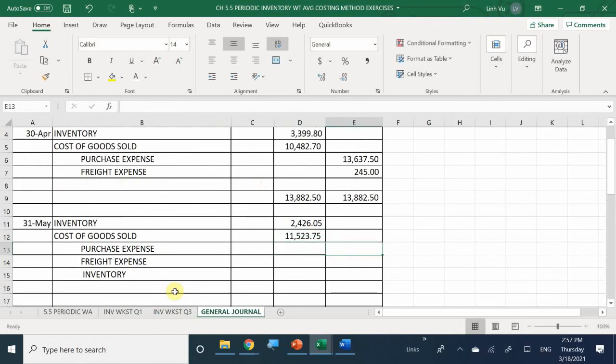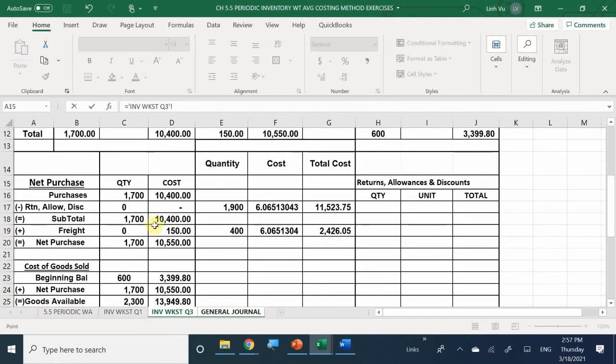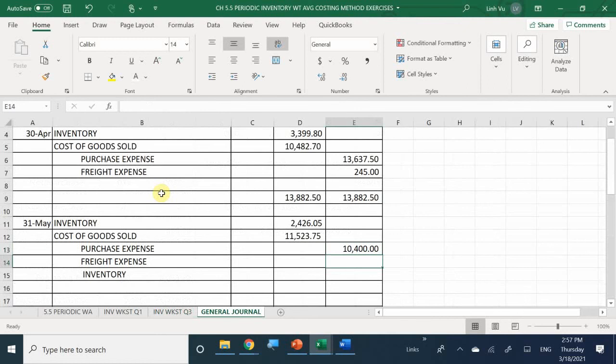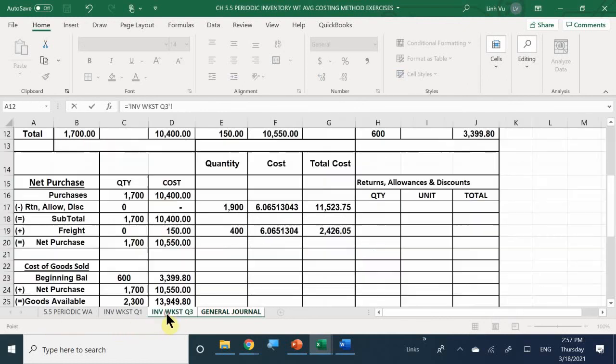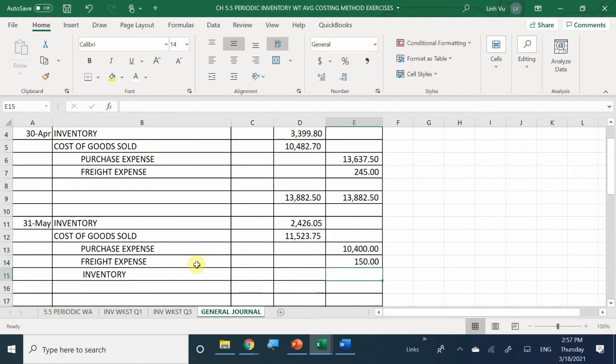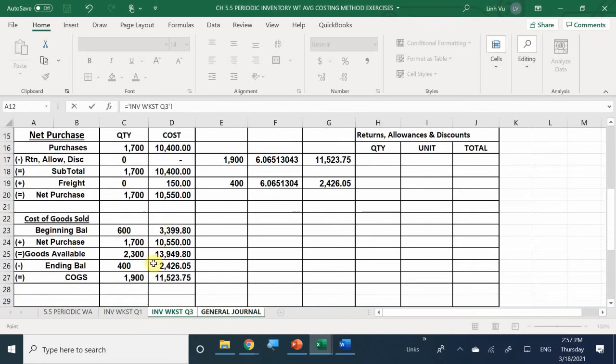What was my total purchases? $10,400. There you go. And then my total freight, 150. Got it. And then now I also have to add my beginning inventory.